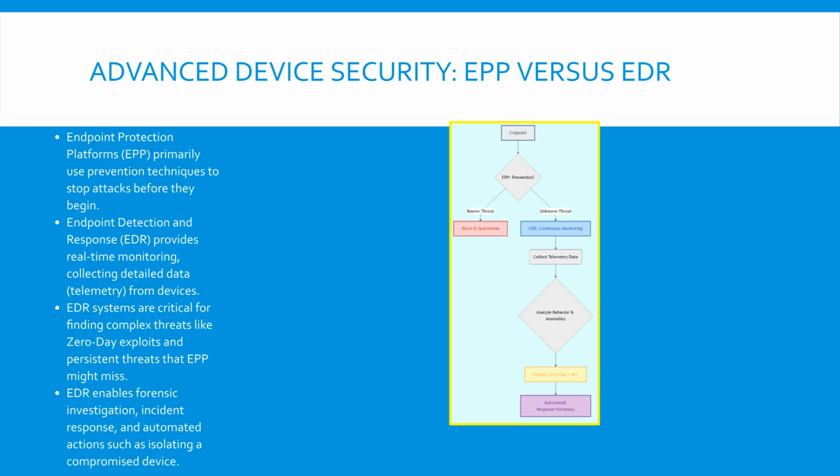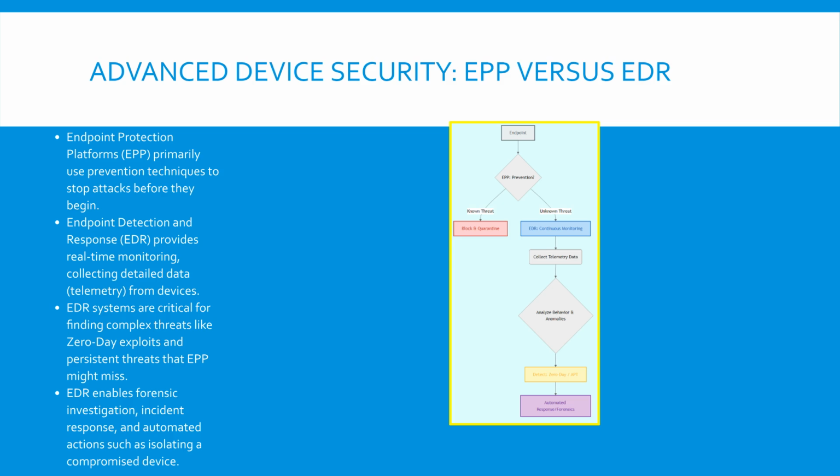This deep visibility allows EDR to catch sophisticated, previously unknown threats, such as zero-day attacks, that traditional prevention tools cannot identify. Crucially, EDR doesn't just detect. It also enables security teams to perform detailed forensic investigations, understand the entire scope of an attack, and execute automated actions, like isolating an infected device from the network to stop the threat from spreading immediately.